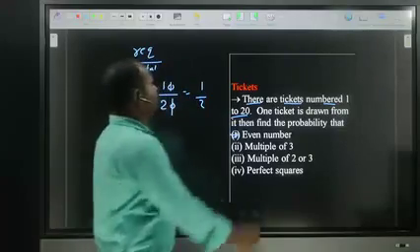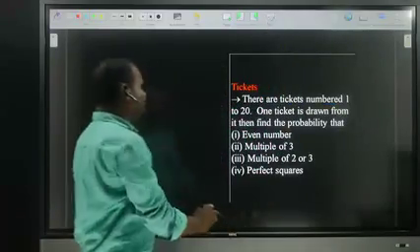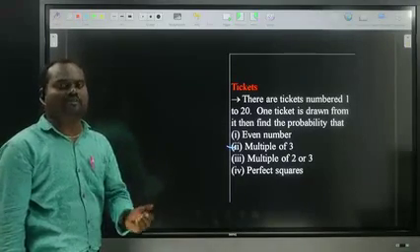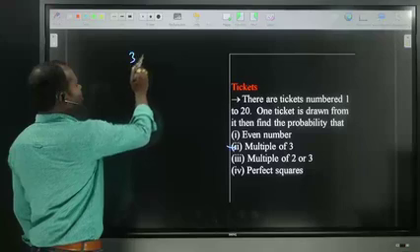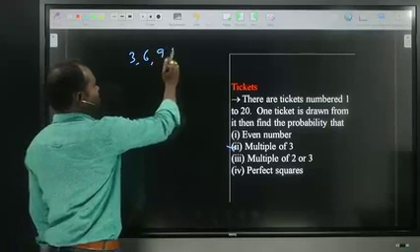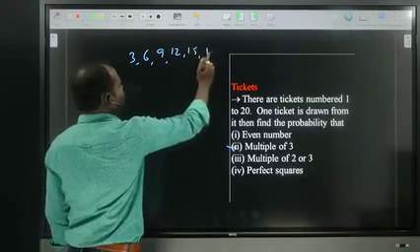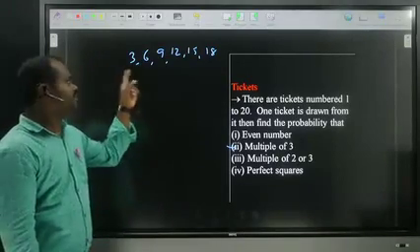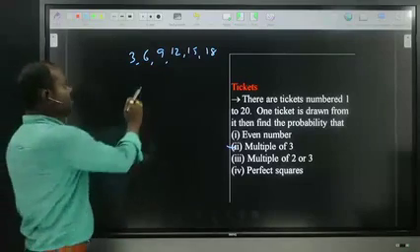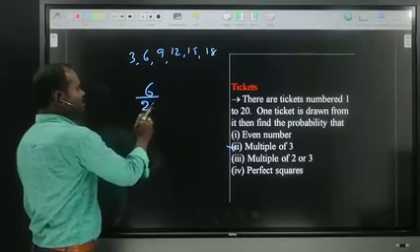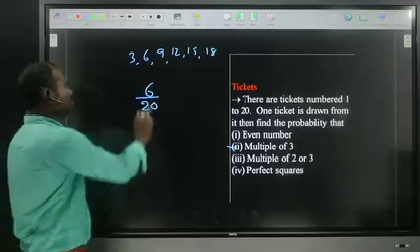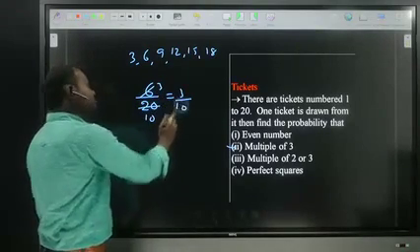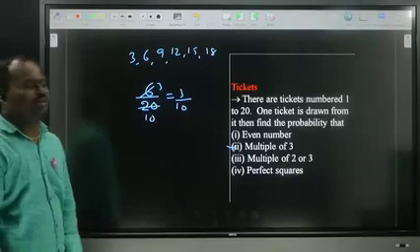Now shall we see multiple of 3. Multiples of 3 from 1 to 20 are nothing but the 3 table numbers. 3 ones are 3, 3 twos are 6, 3 threes are 9, 3 fours are 12, 3 fives are 15, 3 sixes are 18, 3 sevens are 21, which crosses 20. So how many are there? 6 multiples of 3. 6 out of 20, 6 by 20, nothing but 3 by 10. So the answer is 3 by 10.